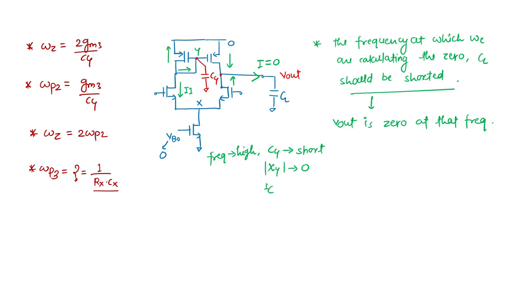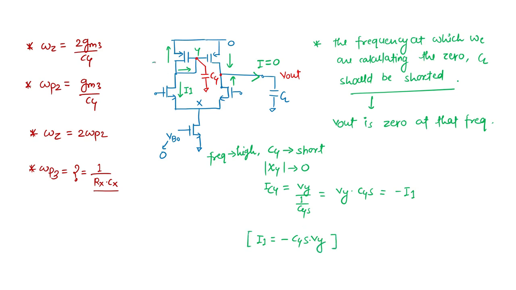Icy, which is equal to Vy by 1 upon CyS, which is nothing but Vy times CyS, which is directly equal to minus of I1. So our I1 is directly defined here. I1 is here minus Cy S times Vy. Okay, so this is the I current.